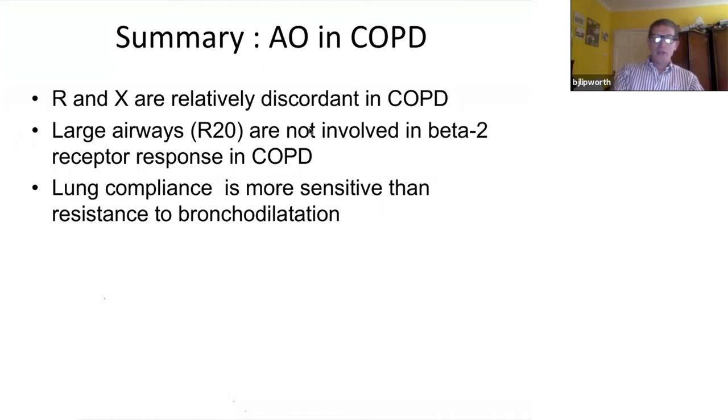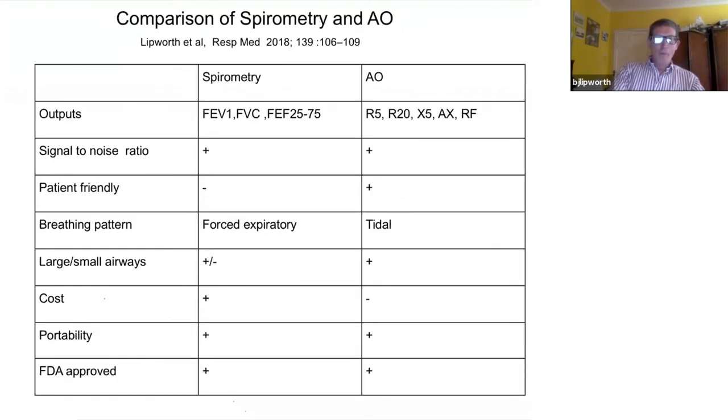And you certainly don't see a bronchodilator response to beta agonist or long-acting muscarinic antagonist in terms of large airways. So what I would say is that lung compliance, measured as reactance, as the AX, is much more sensitive than measuring resistance to either bronchodilatation or bronchoconstriction.